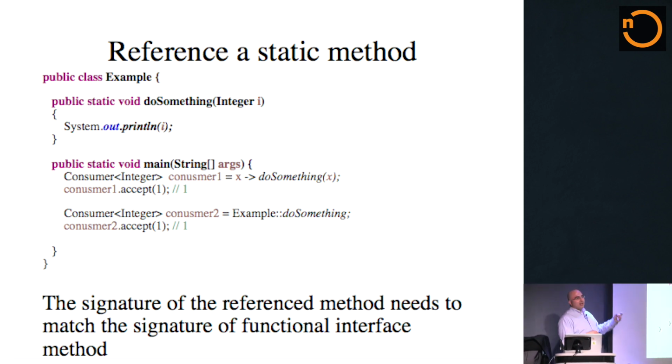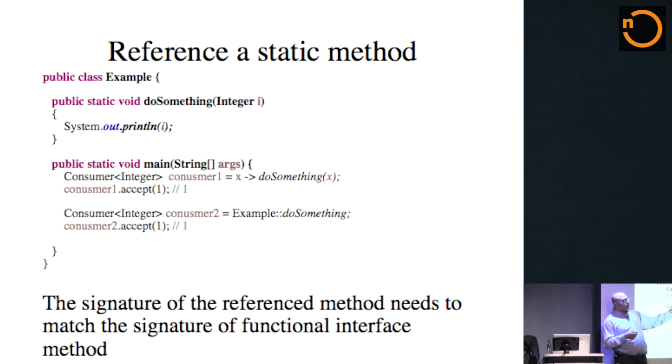But that would be pretty boring, and it's kind of a bit redundant. So instead, you can just say Example::doSomething. What that says is, I would like you to take this Consumer interface, take the single method that's in that Consumer interface, and use doSomething for the implementation of that method. Who's with me on that? Comments, questions? Yeah, question in the back?